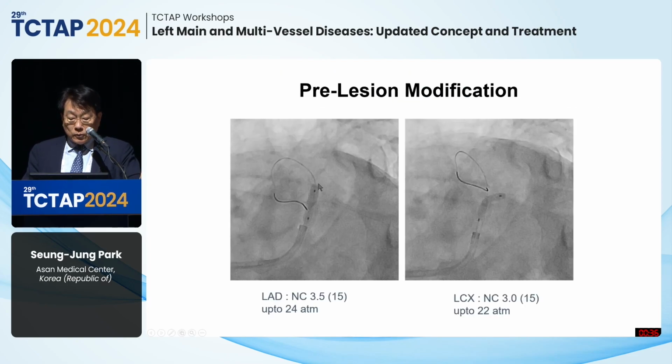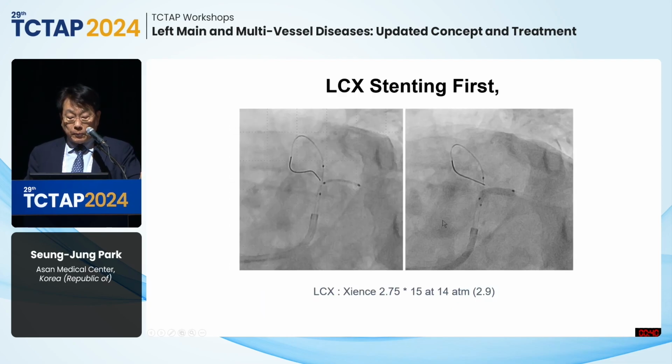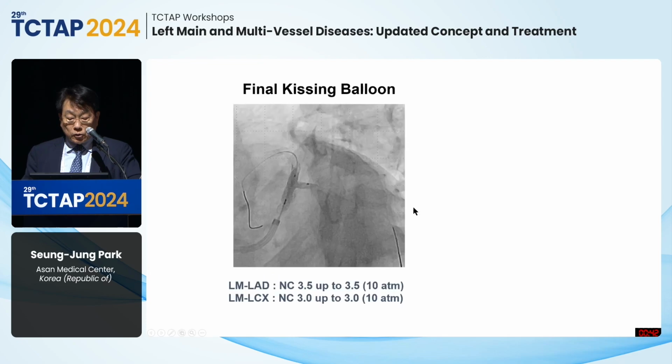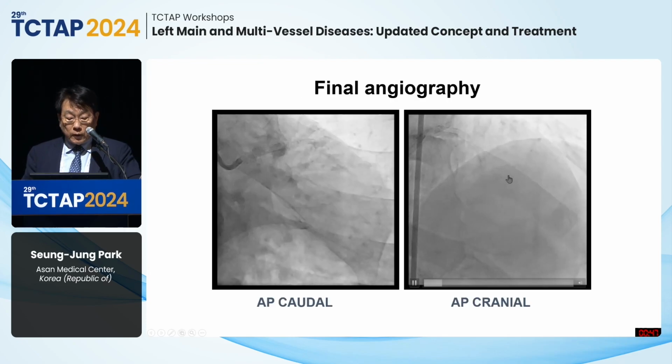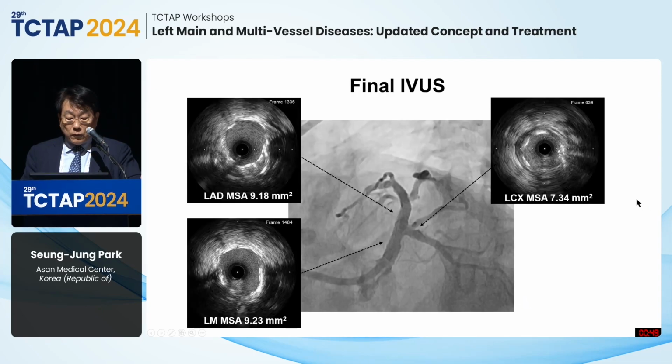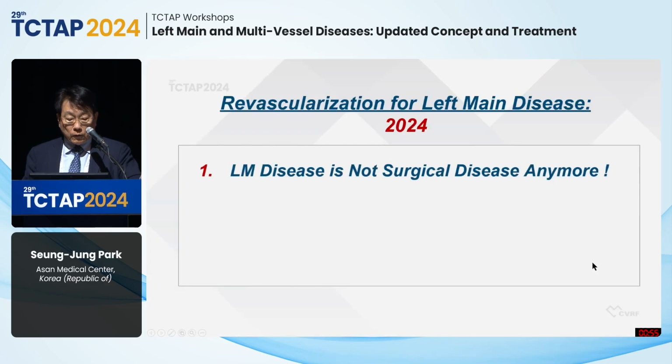So I would just skip it: very tough main disease, just 2 stents. Final kissing, we can get a very good result here. Final IVUS 7, 9, and 9 millimeter scale.